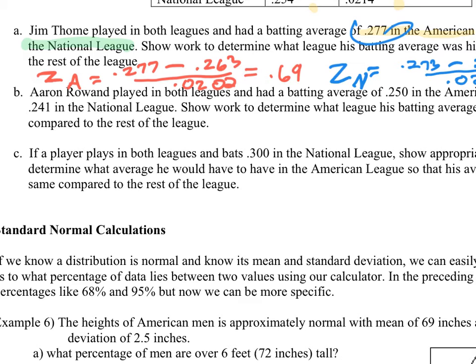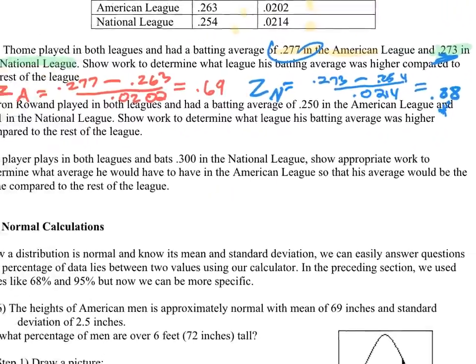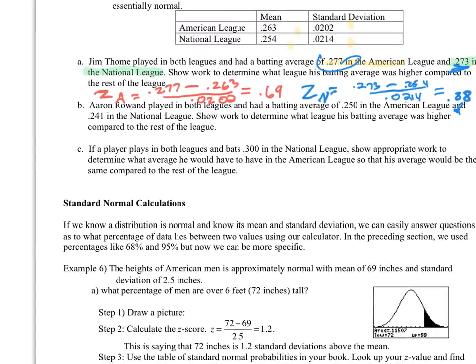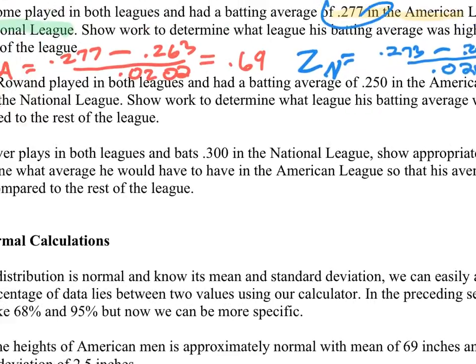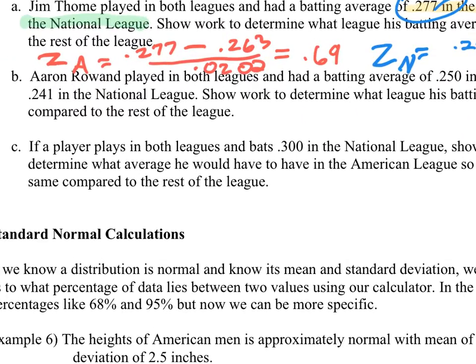Let's see, how did he do? Yes. You have it too? Yeah. Okay, he had a 0.25 in the American, and he had a smaller average in the National. So it looks like he was a better batter in the American League, but are the averages deceiving us again?